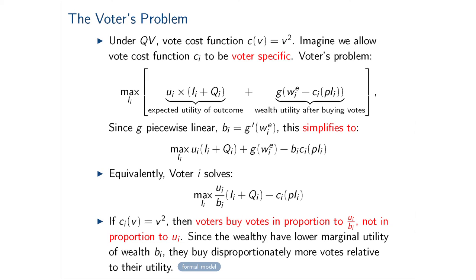Now if we impose QV for everybody, everybody has QV as their cost function, then people are still going to purchase votes in proportion to their willingness to pay. But what they purchase votes in proportion to is their utility divided by their marginal utility of wealth. Because rich people have a smaller marginal utility of wealth, they're going to purchase disproportionately more votes than their utility. Poor people are going to purchase disproportionately fewer votes than utility. The analysis is identical to what I showed you on the first slide.